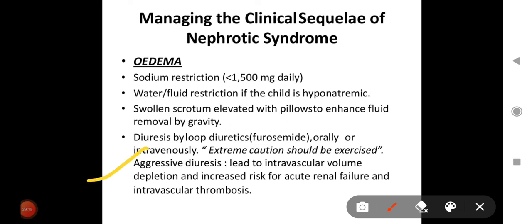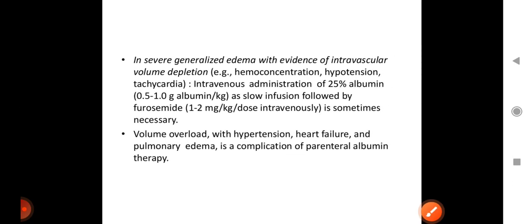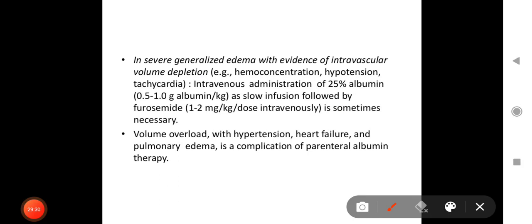If we aggressively treat the patient with diuresis, it leads to sudden intravascular volume depletion, and the patient suddenly goes into ARF or some severe intravascular thrombotic episodes like stroke. So, this should be kept in mind. Severe generalized edema with evidence of intravascular volume depletion.